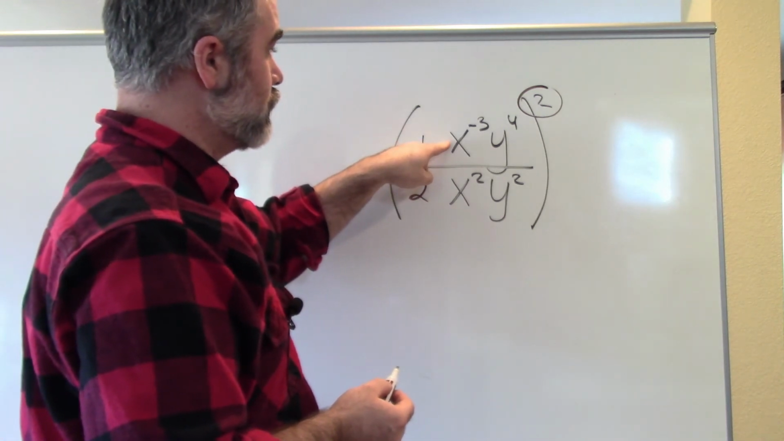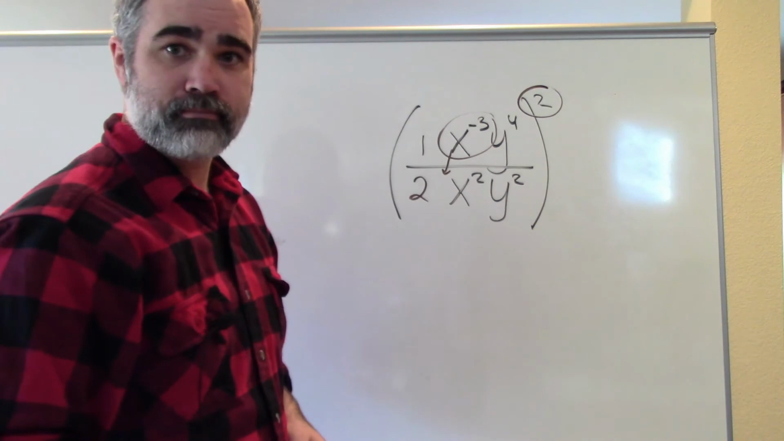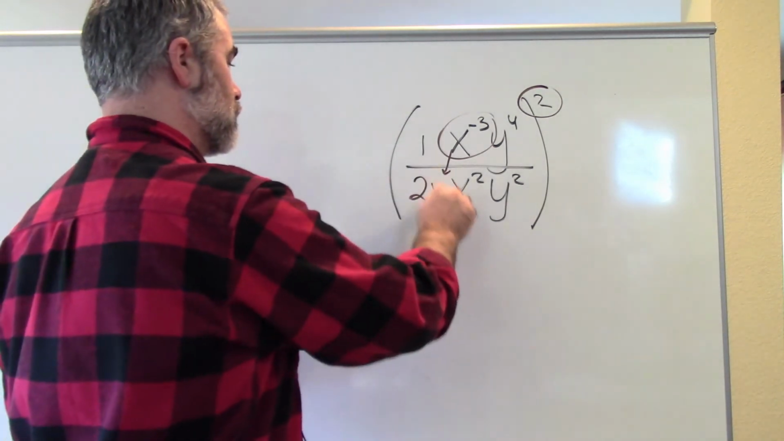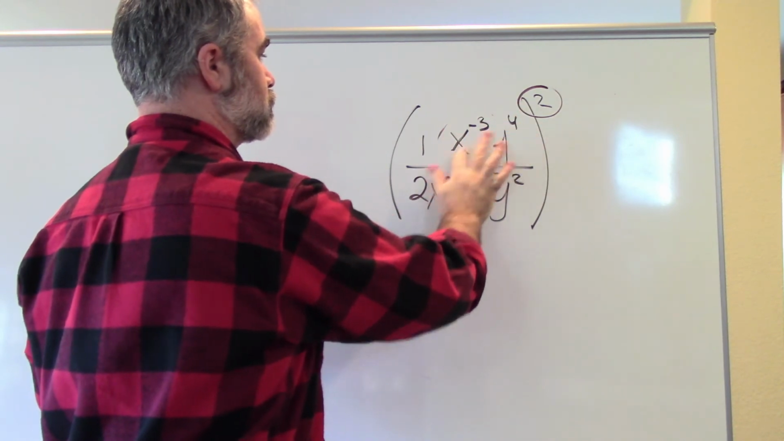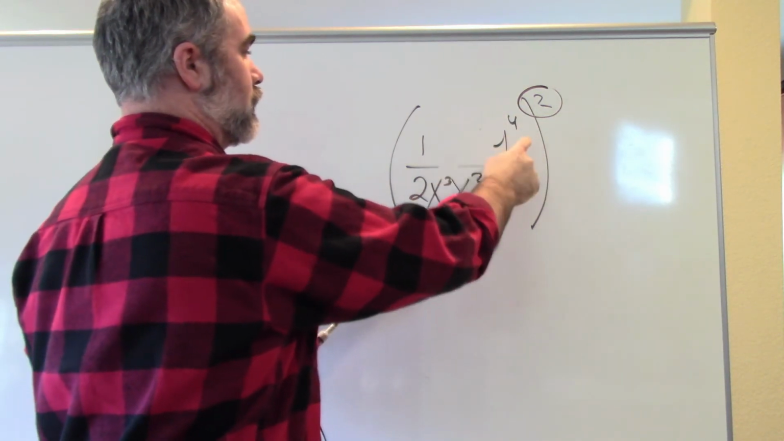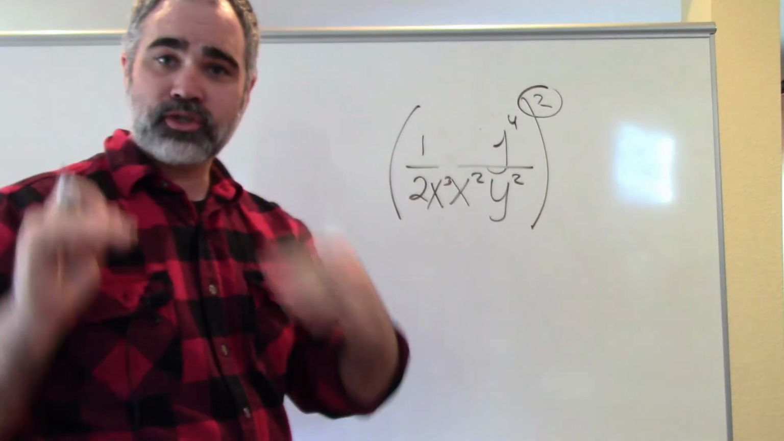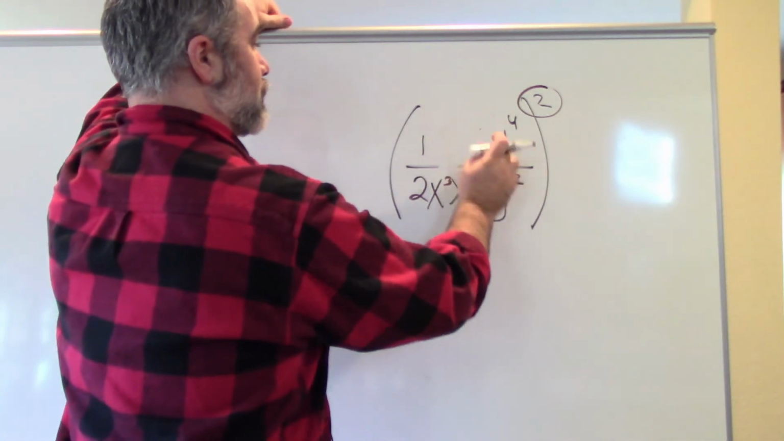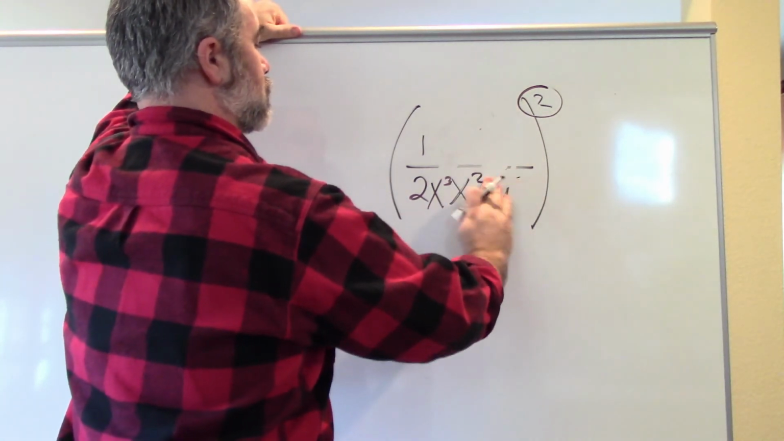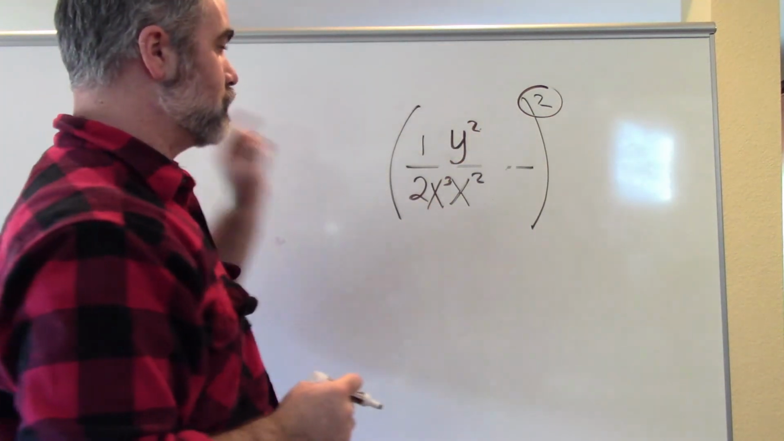X to the third, that's a negative exponent on the top. I'm going to put it on the bottom. So that becomes x to the third on the bottom. Y to the fourth divided by y to the second. That's 4 y's on the top, 2 on the bottom. That means 2 are going to cancel out, and the ones that are left over are on the top. So that gives me y squared on the top.